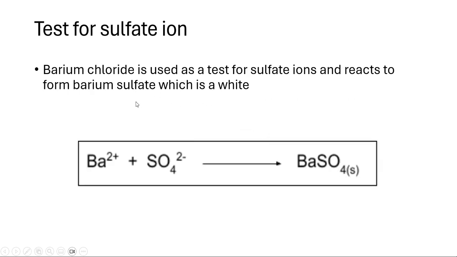Test for sulfate ion. Again, this was in a previous video, I'm pretty sure in part 2 of inorganic. But I'll write it for you again. Barium chloride is used in the test for this, and it produces a white precipitate. I'll give you the equation again: Ba2+ plus SO4 2- gives you BaSO4.